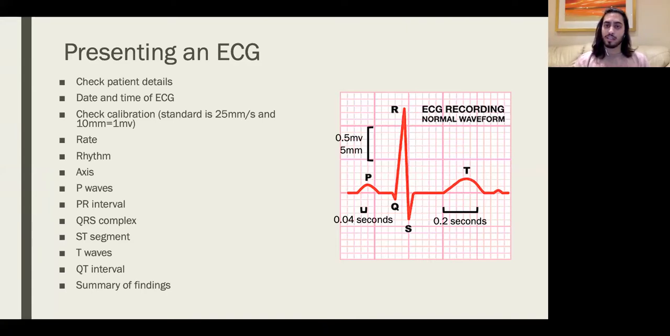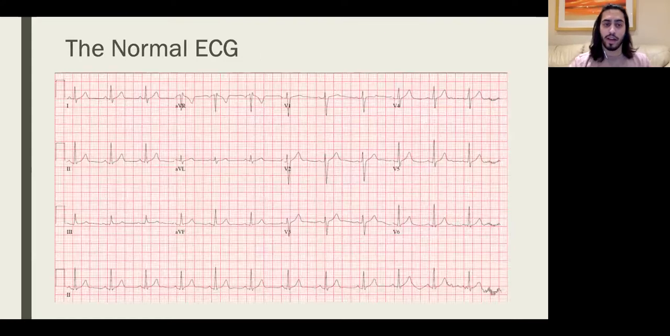You want to check if the ECG is actually calibrated. So the normal calibration for an ECG is 25 millimeters per second in terms of the rate, and 10 millimeters, which equals 1 millivolt, on amplitude. And they all just sound like random numbers. But a cool thing is that you always see these random boxes in the beginning of ECGs, and no one ever tells you, but this is basically what you use to judge the calibration.